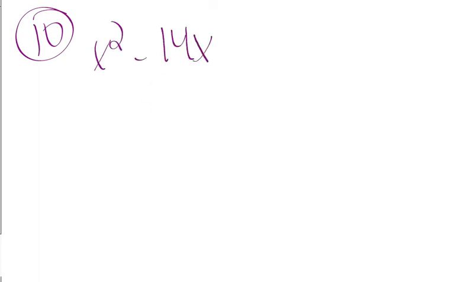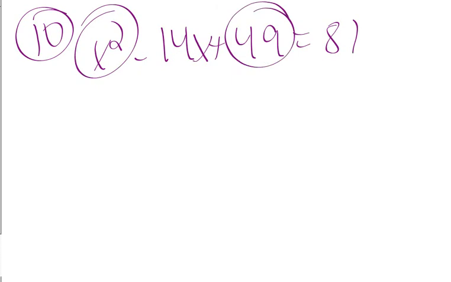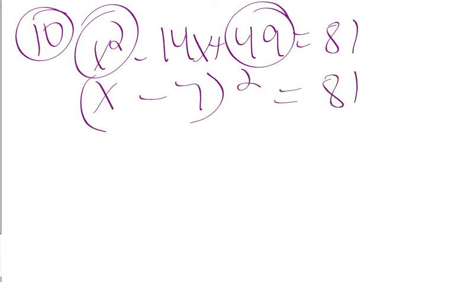So let's look at number 10. This is out of your homework, so just take notes because we don't have enough time. So we've got x squared minus 14x plus 49 equals 81. Is this a perfect square trinomial? Again, it's the same one we just had, right? That it's x minus 7 squared equals 81.